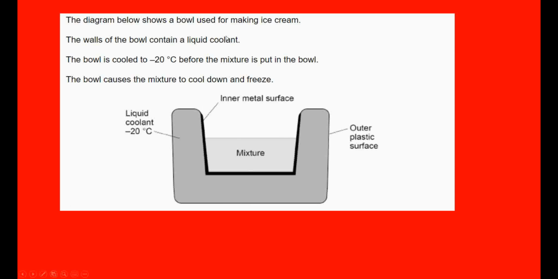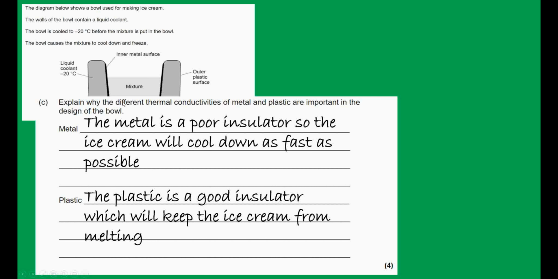Our next question is about making ice cream. So this is a diagram showing a bowl used for making ice cream. The walls of the bowl contain a liquid coolant. The liquid coolant's at minus 20 degrees. The bowl is cooled to minus 20 before the mixture is put into the bowl. So there's the mixture we're going to make the ice cream. The bowl causes the mixture to cool down and freeze. Okay, and we've got an inner metal surface and an outer plastic surface. The question that you need to do is explain why the different thermal conductivities of metal and plastic are important in the design of the bowl. You need to find the mistake and you need to fix it. Pause the video here.